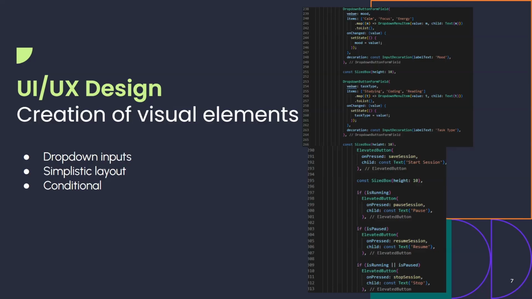For the user interface and experience design, I opted for drop-down menus for the selection of the mood and the task that the user wants to do. Like I said before, once they select one of those moods, it will give them a corresponding audio. The layout is largely simplistic. There's not much to be confused by. I wanted to keep it very streamlined, very easy to understand. Again, this whole thing is about productivity, so having a lot of things going on in the UI will not lend itself well to productivity.